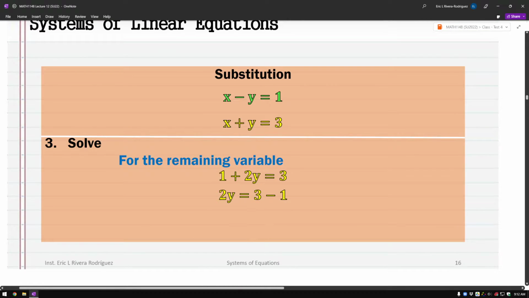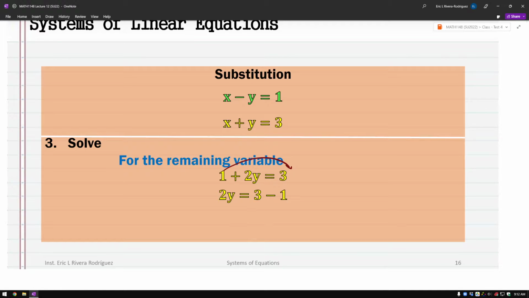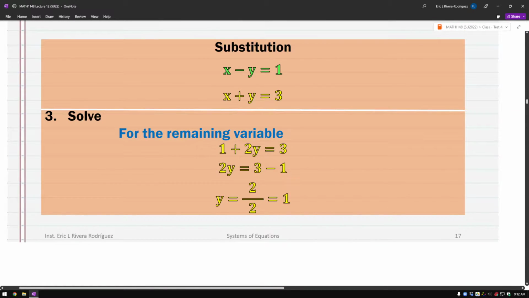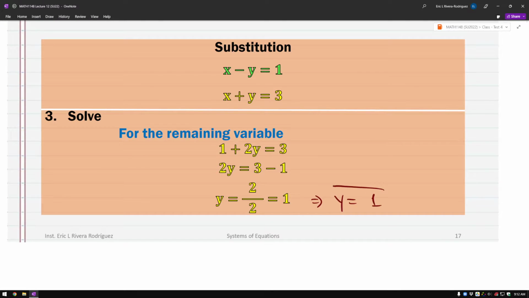So we subtract 1 from both sides. So 1 goes here, but negative. And then this is equal to 2. And then we divide both sides by 2. So we find out that y is equal to 1. Okay? So y is equal to 1.